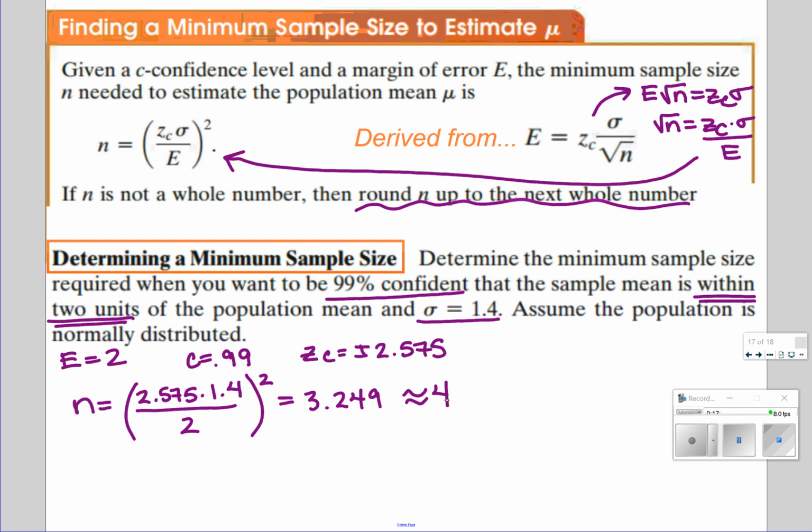But remember, 99% confidence level, that's a really, really big interval. So if we wanted a smaller interval, like a 95% or a 90 or an 80, likely we would need a bigger sample size because we want to be more confident with that smaller sample size that we have. Okay. All right. Any questions?